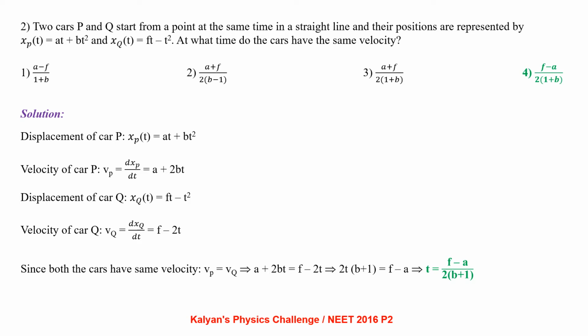Let us see the displacement of car P. It is at plus bt². We obtain velocity by differentiation with respect to time. So velocity of P is dx by dt, that comes out to be a plus 2bt. Similarly, velocity of car Q is obtained by differentiating displacement of Q, that comes out to be f minus 2t. Now since both the velocities are the same, a plus 2bt equals f minus 2t, that gives you t equal to (f minus a) by 2 times (b plus 1).